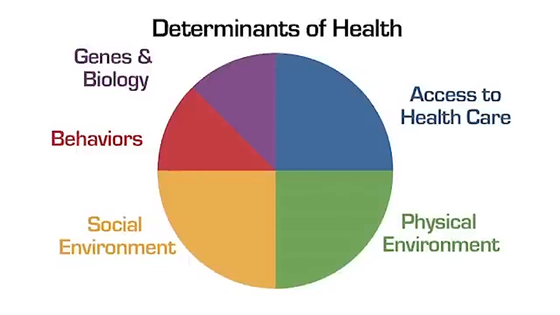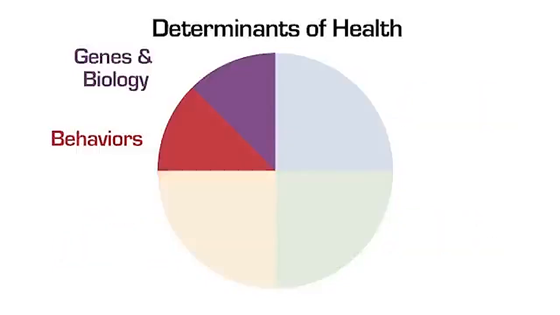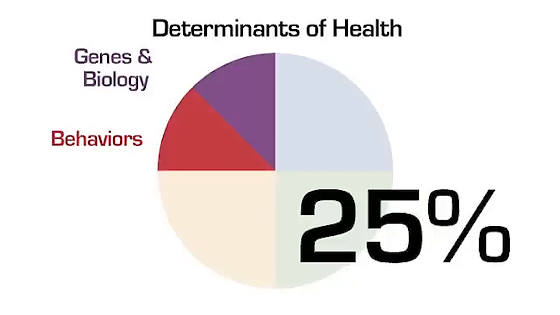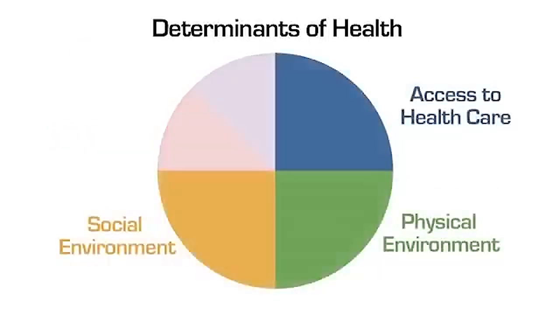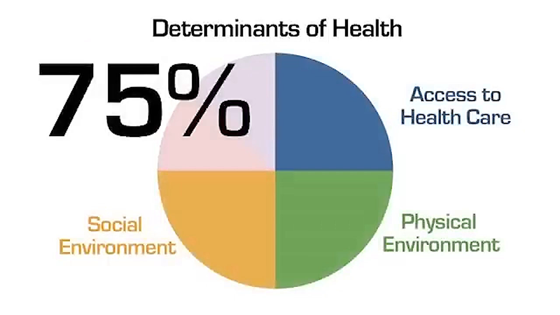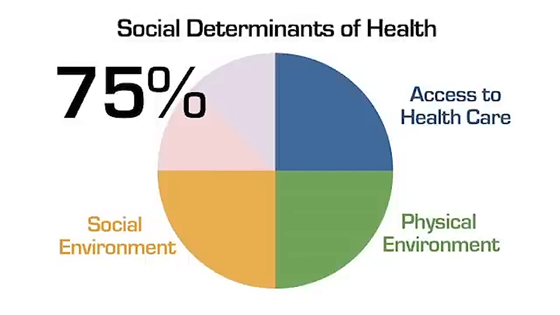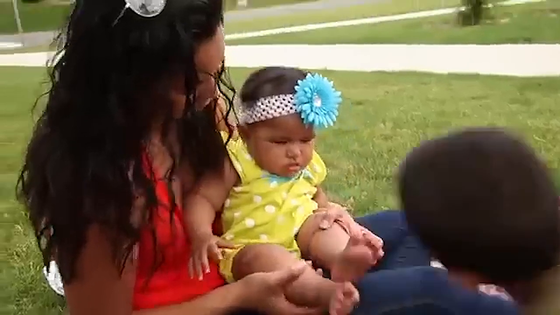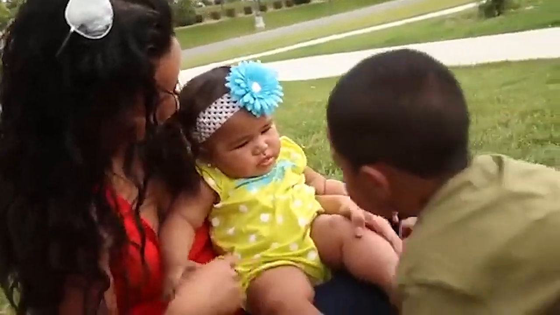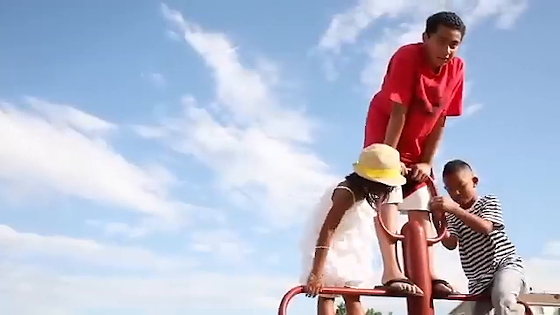Of the 5 areas that determine our health, on average, biology and behavior together account for only about 25% of how healthy we are. The social and physical environments and access to health care determine the remaining 75%. Together, these 3 areas make up the majority of our health and are known as the social determinants of health. The social determinants of health are the conditions in which people are born, grow, live, work, and age, and include the healthcare system available to them.